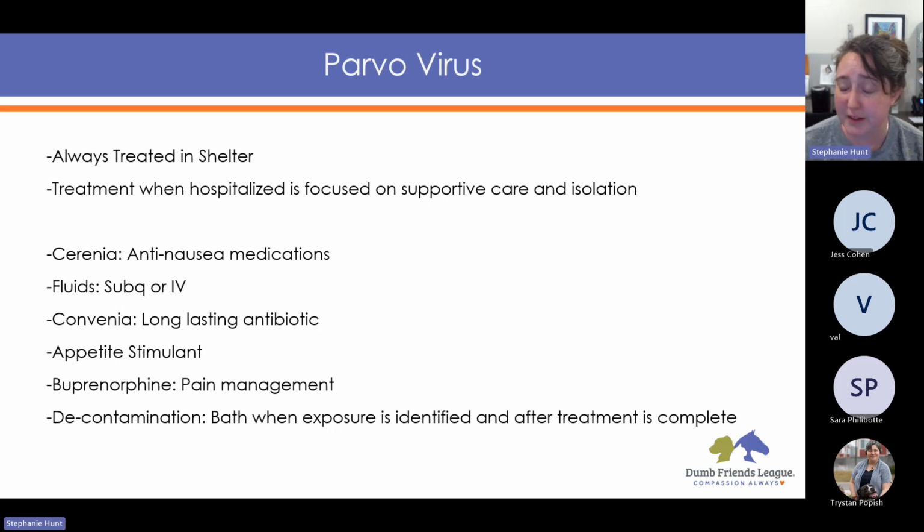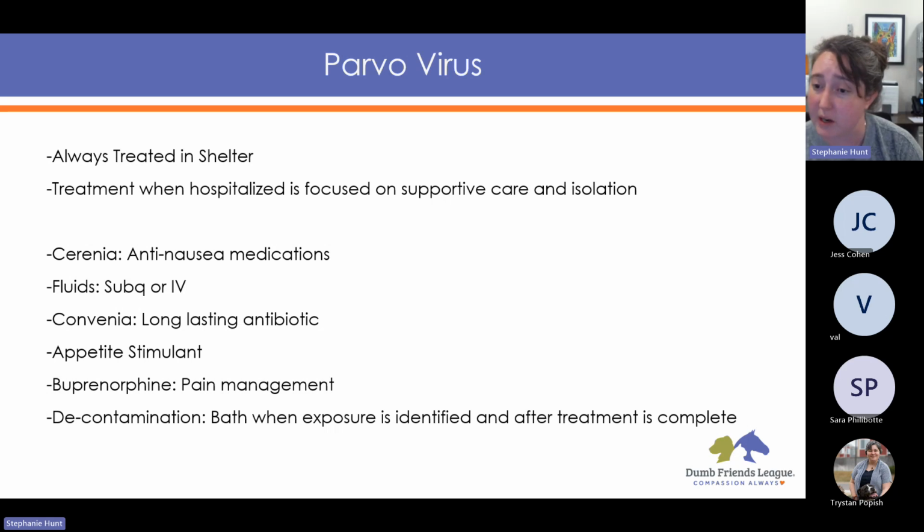Treatment for parvo is a focus on supportive care and isolation. Because it is a virus, we are helping keep the animal comfortable, and we're supporting the symptoms that the animal is experiencing. So we administer anti-nausea medications. We will give supplemental fluids, either sub-Q or IV. We'll give Convenia, which is the long-lasting antibiotic that we talked about with upper respiratory infections. The Convenia in this situation is given to help prevent secondary infections while the animal is fighting off parvo. We might administer appetite stimulants to encourage them to eat. We may also use buprenorphine as a pain management tool.